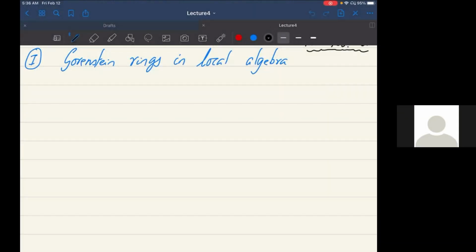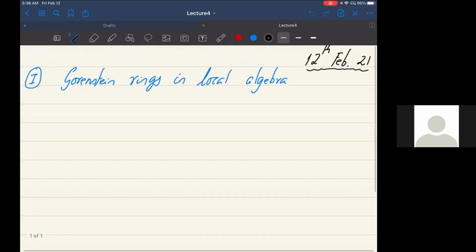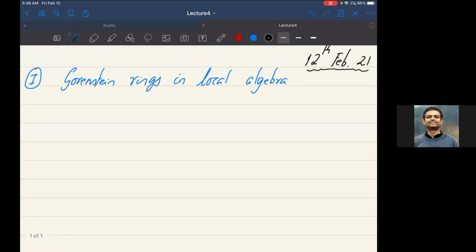So Srikanth will be speaking. This is his final talk of this lecture series, and I guess he'll start talking about Gorenstein rings in local algebra. I think he can start. Right, so that's a precise description. I know where I'm going to begin. I don't know where I'm going to end. So let me start.